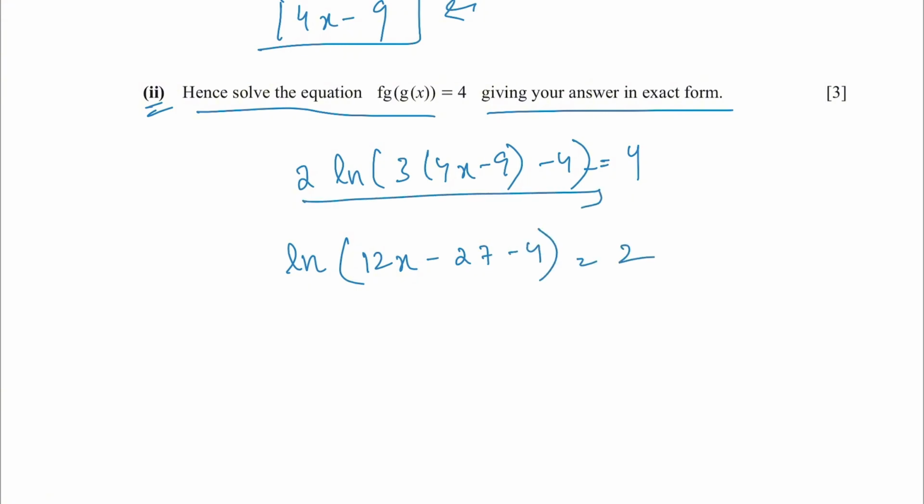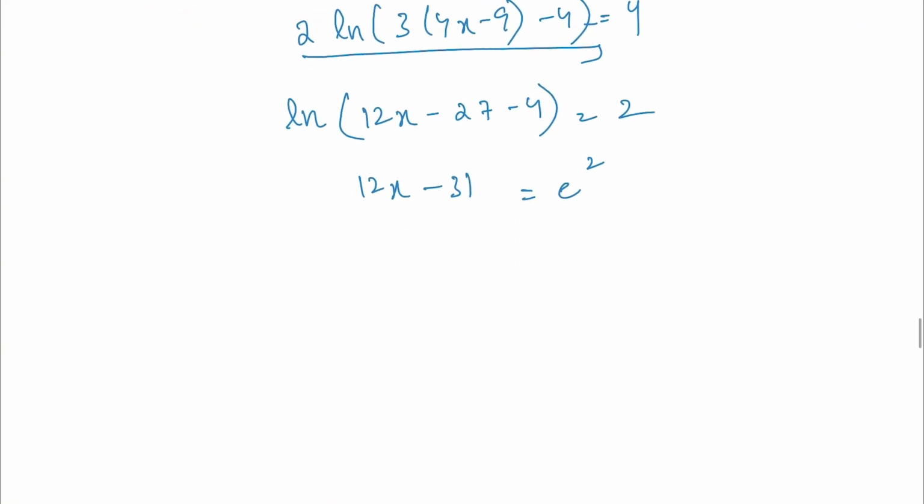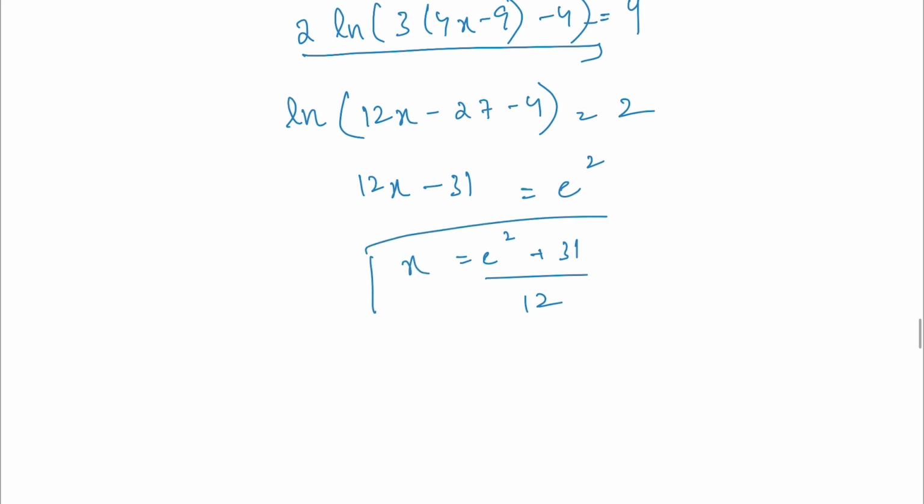This 2 would be divided over there, so this would be equal to 2. We get our final answer as follows: we remove the ln and make this a power of e. So this would be 12x minus 31, and we'll get our answer as e to the power 2 plus 31, and then divided by 12 to get our final answer.